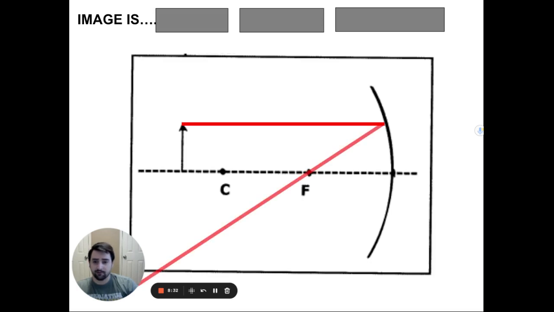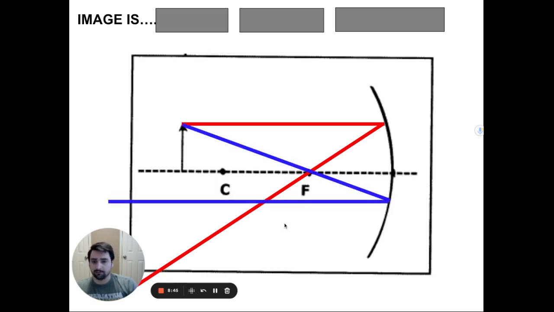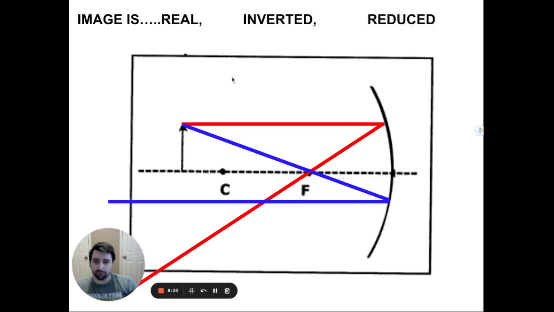Parallel, bounce, focal. And then our next ray is going to go through the focal, straight line, bounce, parallel. So then we have our object that's going to show up, and it's going to be real, inverted, and reduced. So this is obviously a smaller arrow than the original image.